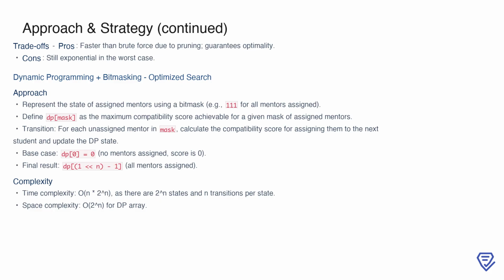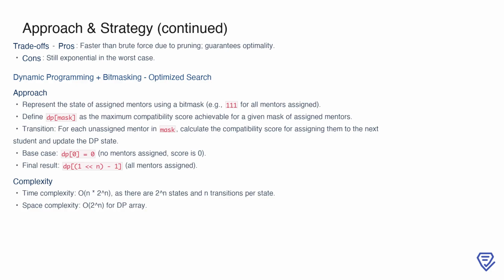The backtracking approach has its own trade-offs. On the positive side, it is faster than brute force because pruning eliminates unpromising paths, and it still guarantees the optimal solution. However, its worst-case time complexity remains O(n!), as we still explore all possible matchings in the absence of effective pruning. The space complexity is O(n), which is required for the recursion stack.